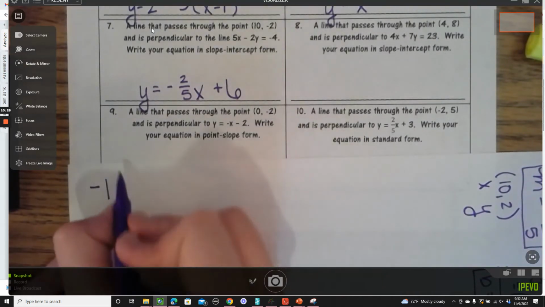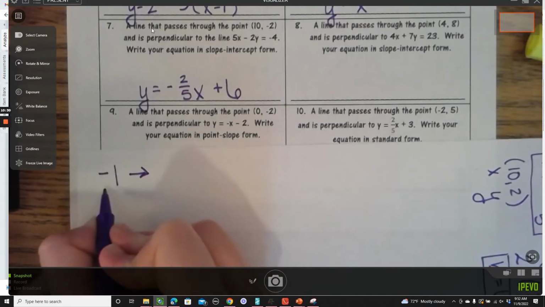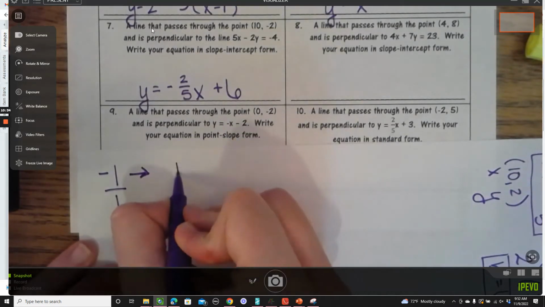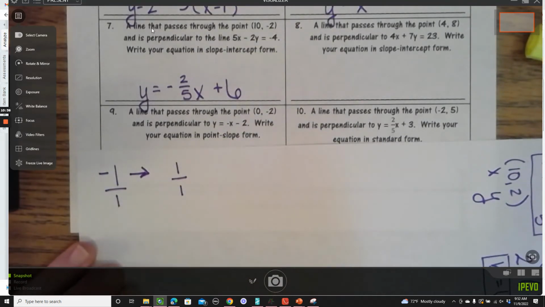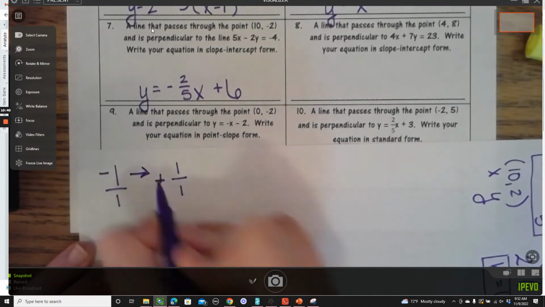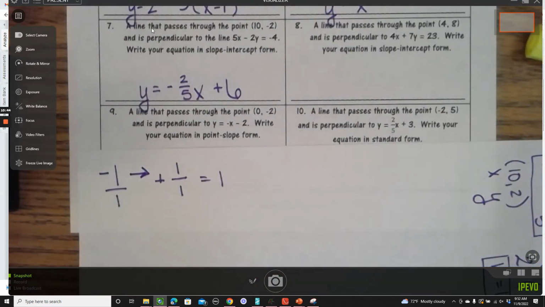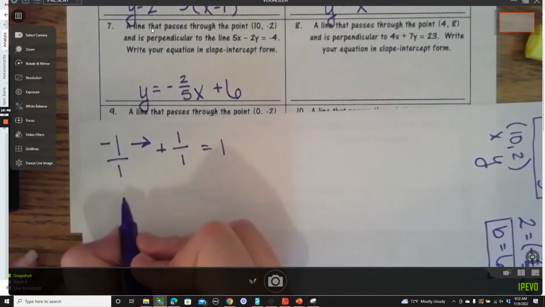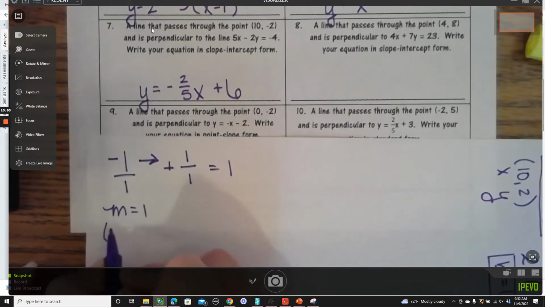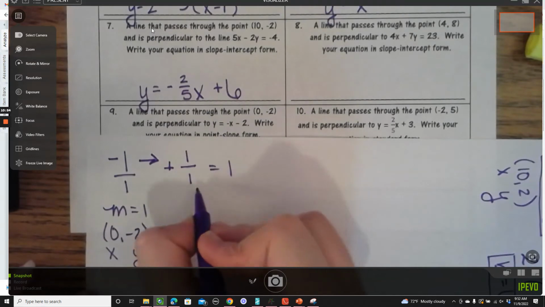So, perpendicular, negative reciprocal. So, remember, if it's a whole number, I can put it over 1. Well, if I flip it, it's still 1 over 1. And then we change the sign. This one's negative, so this one's going to be positive. 1 over 1 is just a 1. So that's my slope. And then I've got (0, -2). That's my x and y.